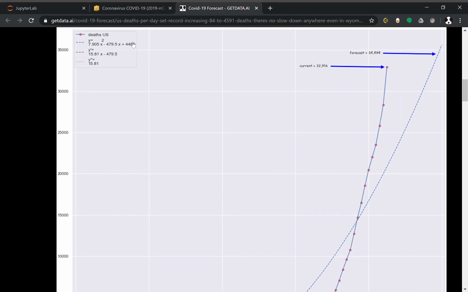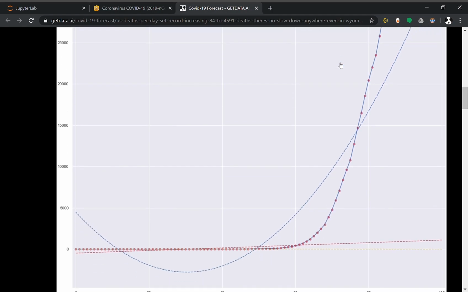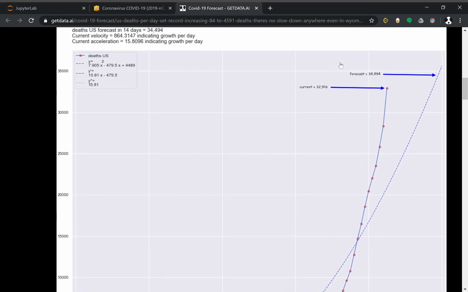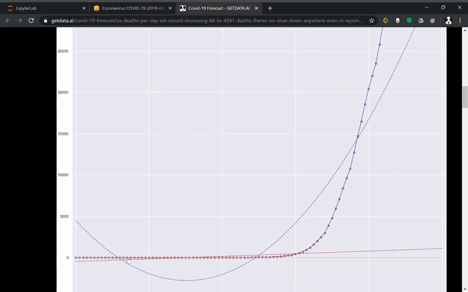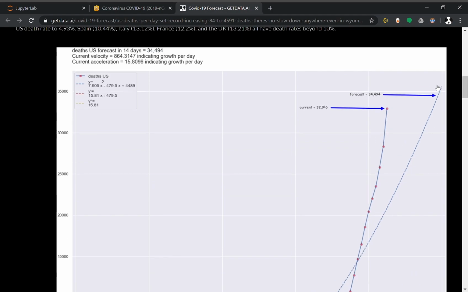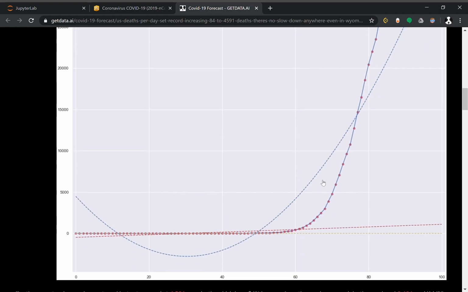The equation we have for deaths is 7.905 times x squared minus 479.5 times x plus 4,489. That is a best fit regression curve using polynomial fits, and you can see that this is the forecast curve we have. Here are the actual data points, these red points, and you can see that it is increasing faster than our predictions, but this is the curve that best fits without risking overfitting, right?